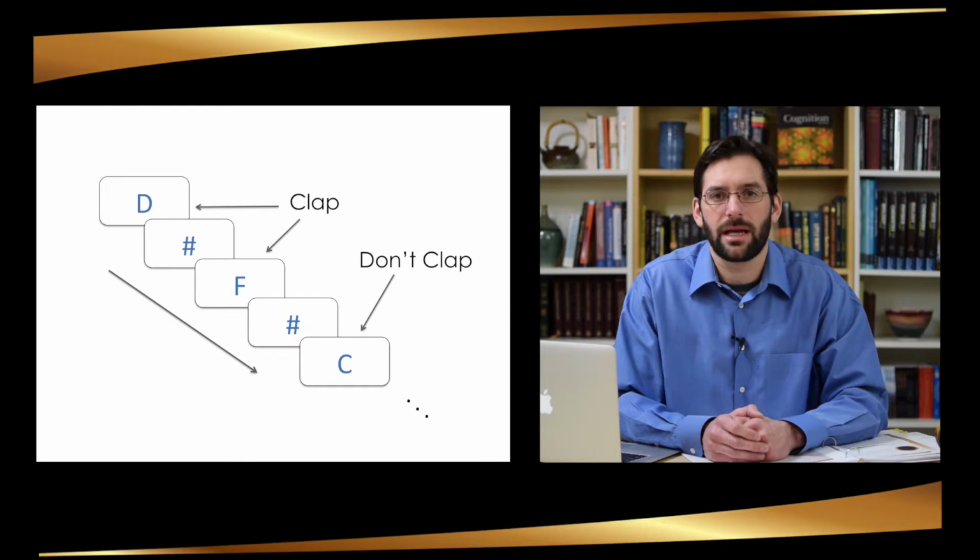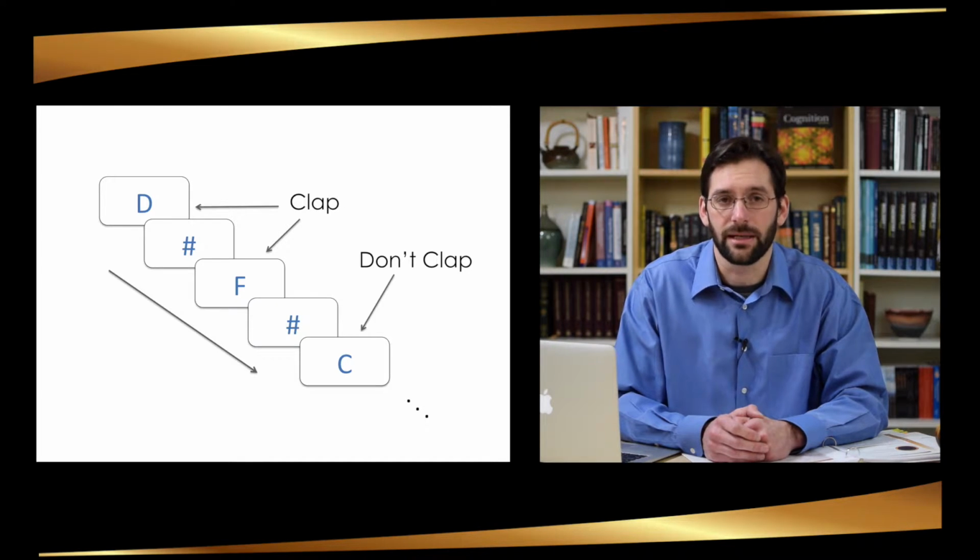Let's explore this with a short demonstration. You're going to see a sequence of letters presented on the screen with hash signs inserted between the letters. A letter will be presented roughly every 1.5 seconds, and your task is to clap as fast as you can to every letter except for the letter C. So you will see something like this. In this example, you would clap to the letters D and F, but not to the letter C. Of course, there would be a lot more letters in the sequence, with at least a few C's in the series, so keep going until the letters stop being presented.